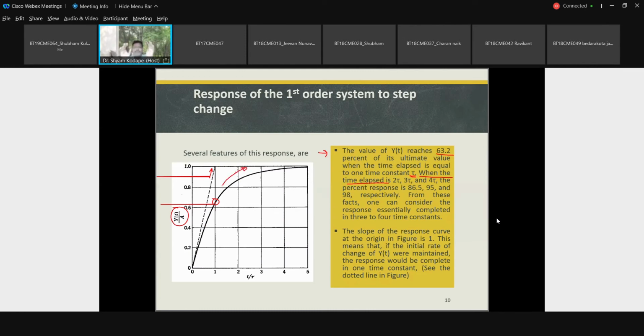Okay, this is the general observation and the characteristics of any system which is influenced by a step change in the input. Is this okay?